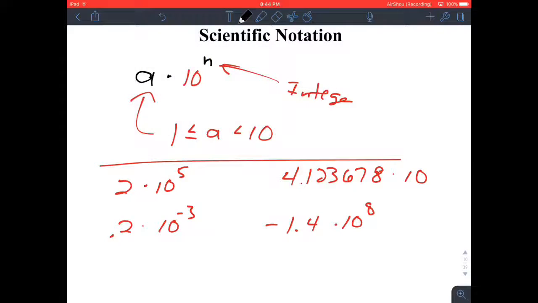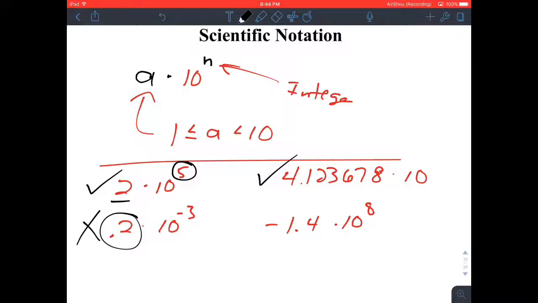This first one is scientific notation. The 2 is at least 1, but less than 10. It's being multiplied by 10 to an exponent, and the exponent is an integer. The second one is not scientific notation because this 0.2 is not at least 1, it's less than it.